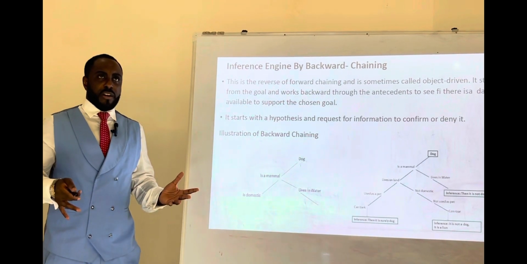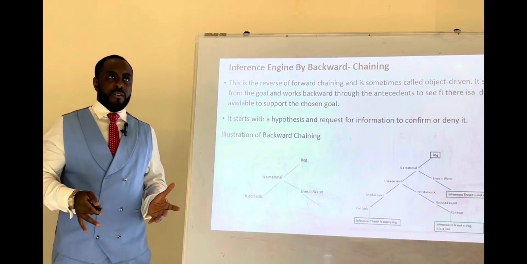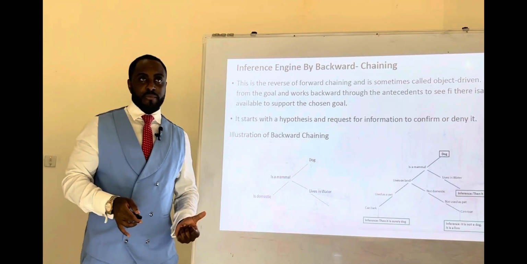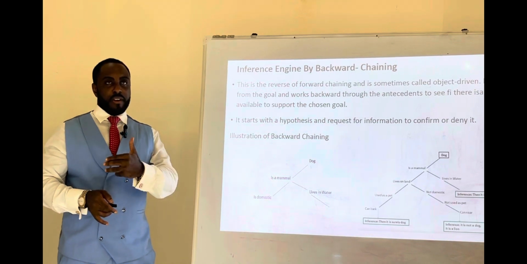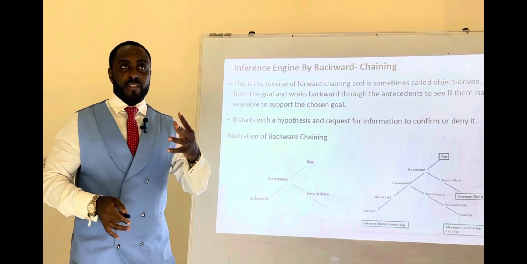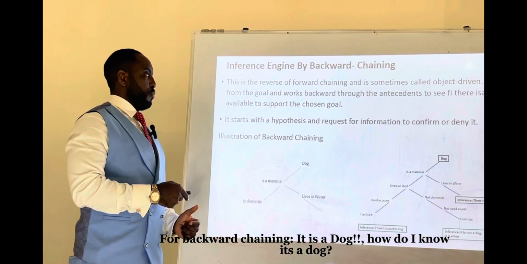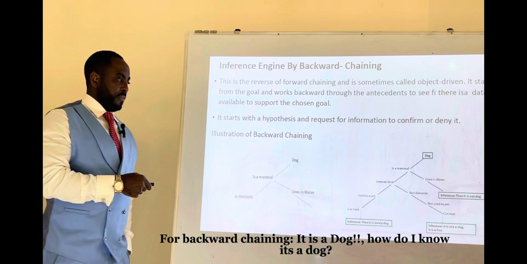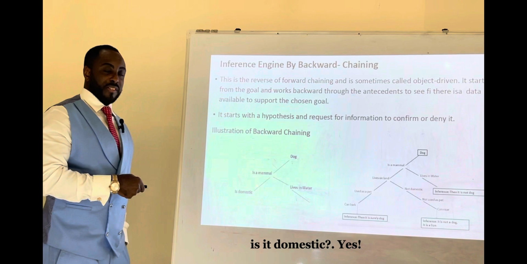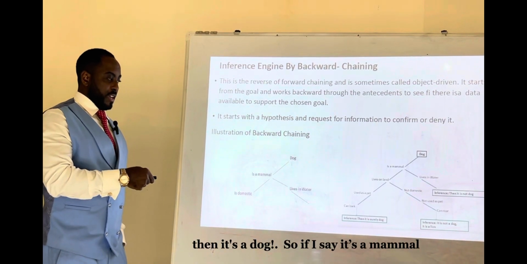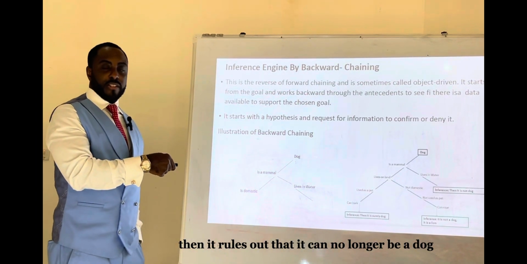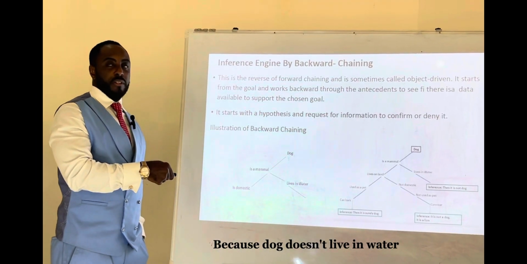Or let's say I just want to diagnose your car. Your car breaks down. Then I say, oh, the fuel in the car or the engine is bad. Then I can start, is the car smoking? Yes. This and that, I call some attributes from the car. Then I say, oh, based on that, the engine is bad. So that is backward chaining. So now I start from, it's the dog. How do you know it's a dog? Is it a mammal? Yes. Is it domestic? Yes. Then it's a dog. So if after I say it's a mammal, yes, and I come and say lives in water and say yes, then it rules this out. It can no longer be a dog because dog doesn't live in water.